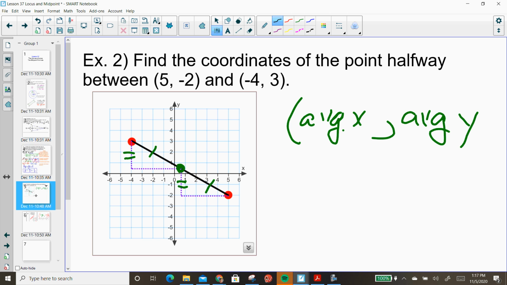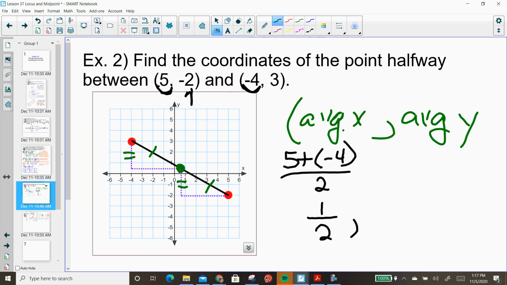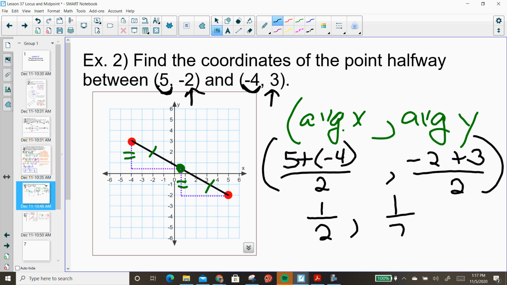So if I had 5, -2 and -4, 3, I need to get the average x, so I'm going to take the 2 x coordinates and add them and divide by 2, so 5 plus -4 is 1, so I have a half. Then I'm going to take the 2 y coordinates and add them, -2 plus 3, and divide by 2, so again I get a half. And don't forget, a midpoint is a point. It needs to have two coordinates, comma, and parentheses.